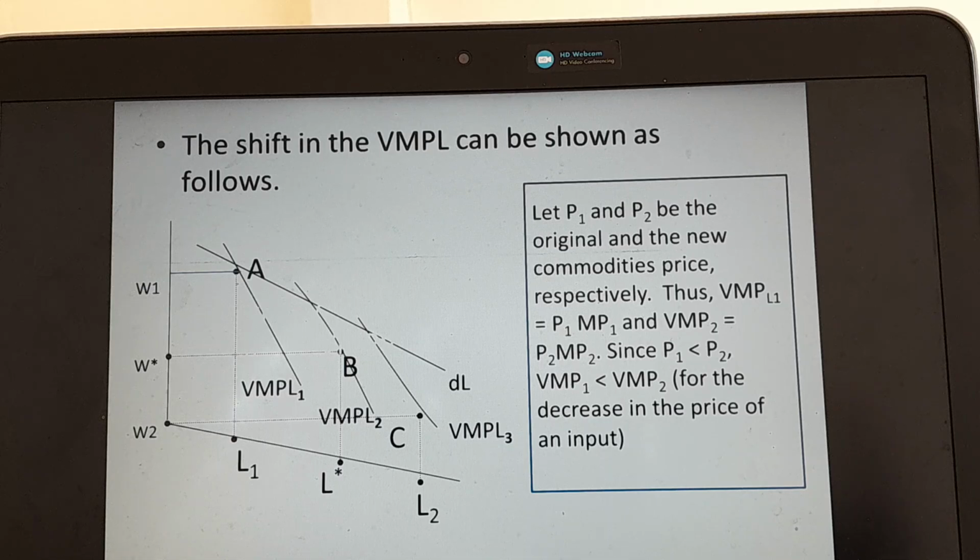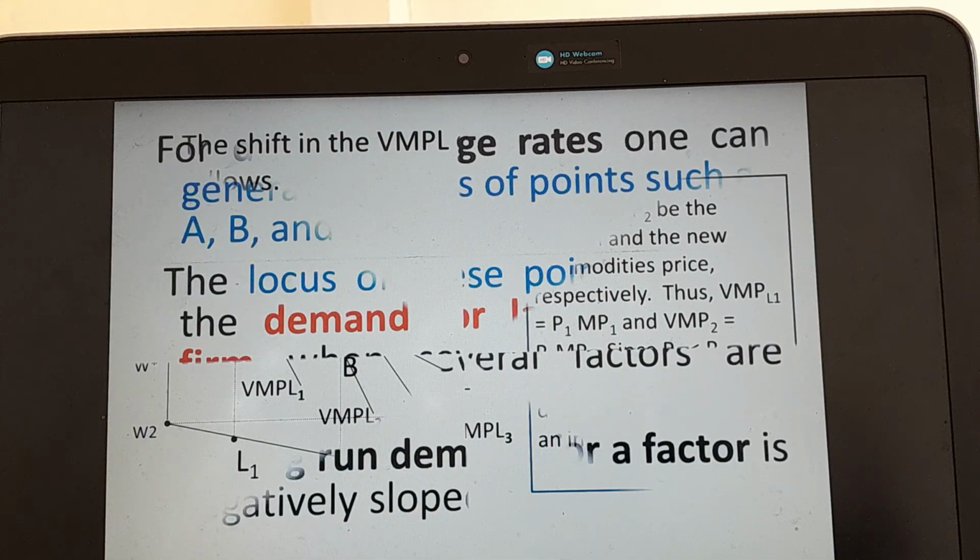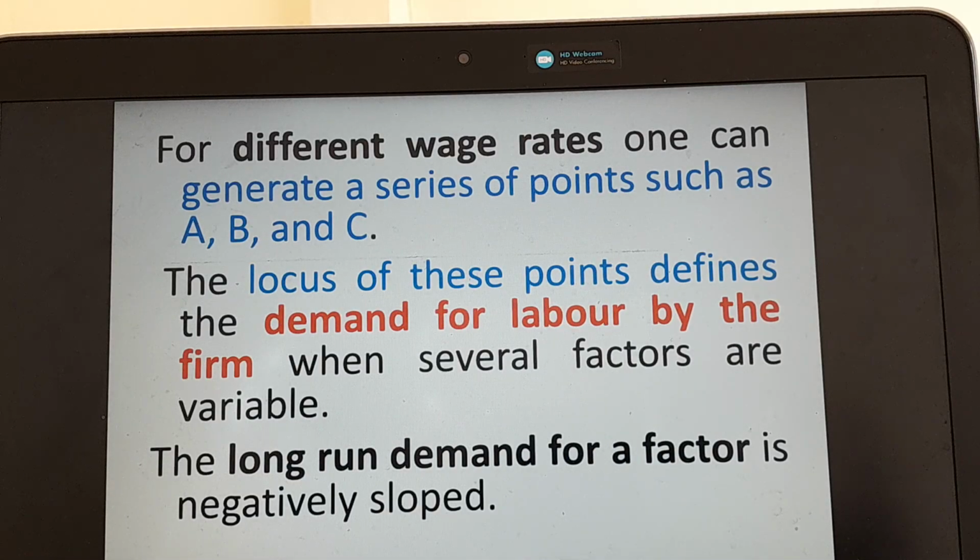Let P1 and P2 be the original and the new commodity price respectively. Thus, value of marginal product 1 is equal to P1 times MP1, and value of marginal product 2 is P2 times MP2. P1 is less than P2, so value of marginal product 1 is less than value of marginal product 2, for the decrease in the price of an input. This is also shown in this way. You should read it again, and if you have questions, I can explain.